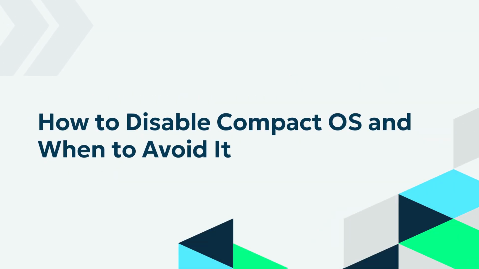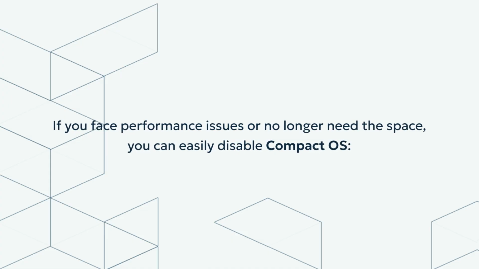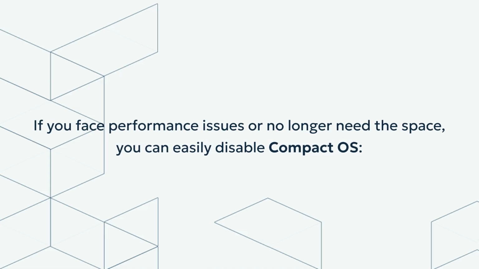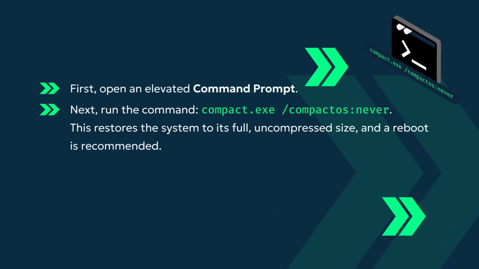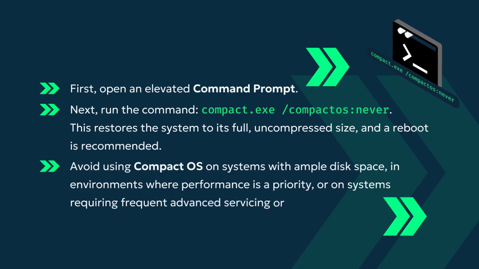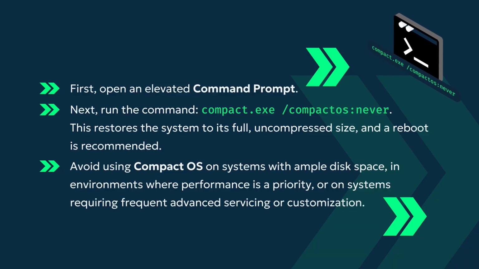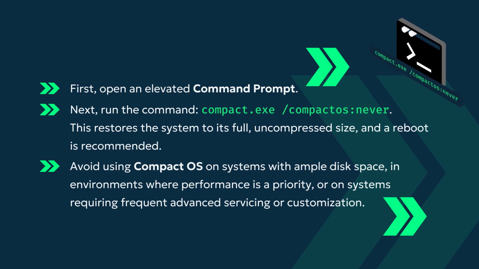How to disable Compact OS and when to avoid it. If you face performance issues or no longer need the space, you can easily disable Compact OS. First, open an elevated command prompt. Next, run the command compact.exe /compactos:never. This restores the system to its full uncompressed size, and a reboot is recommended. Avoid using Compact OS on systems with ample disk space, in environments where performance is a priority, or on systems requiring frequent advanced servicing or customization.